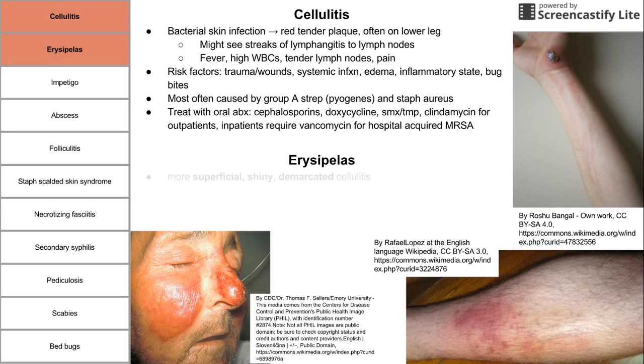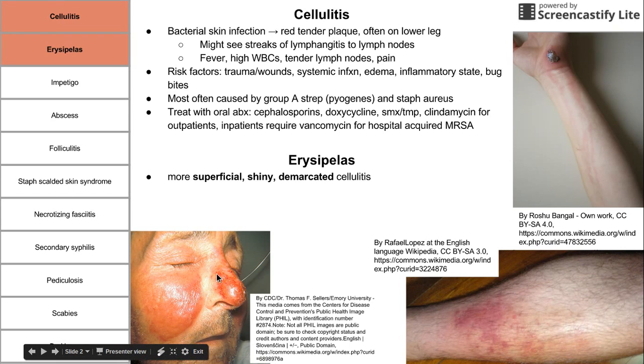Erysipelas is a specific kind of cellulitis. This is a more superficial, shiny, demarcated cellulitis, as you can see in that image on the left there. And you can see that it's very demarcated. The borders are very abrupt in erysipelas compared to those of normal cellulitis in this bottom right image here.